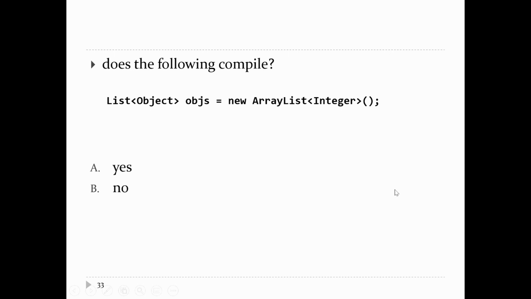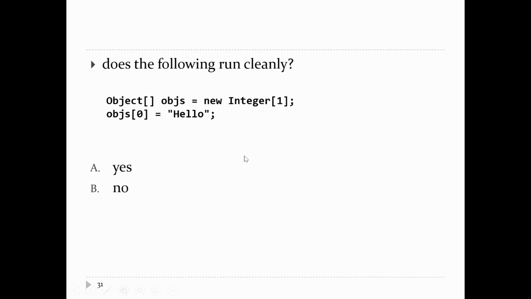Okay, so if you try to do the following, this does not compile. If I make an array list of integer and try to store that in a reference whose declared type is list of object, this does not work. Generic types are not covariant, so you can't do it. This does not compile. This actually saves you from problems like this later on. And so that's why generic types are invariant.